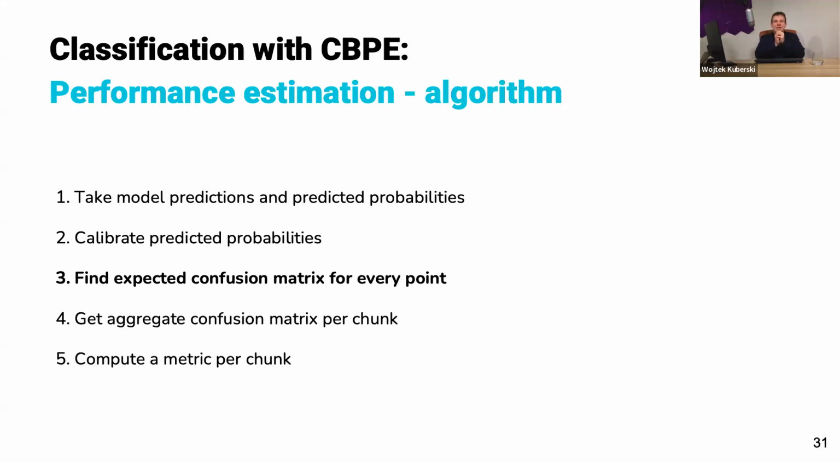What is the recipe, the actual algorithm that we're using? So it has 5 points. The first one is we just take the model predictions and the predicted probabilities. Then the predicted probabilities need to be calibrated.